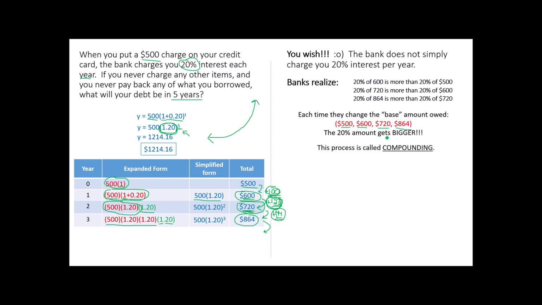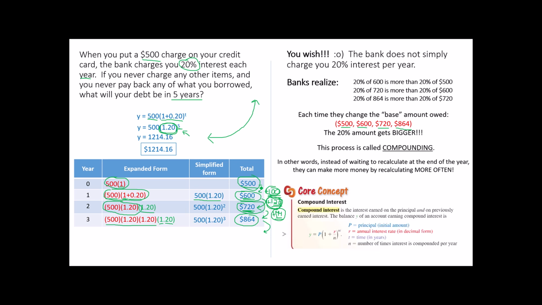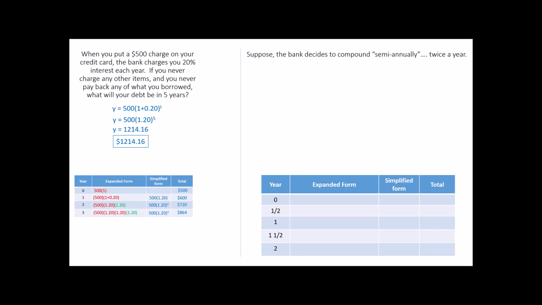This process of changing that base number, changing the starting amount of our calculation, is called compounding. In other words, instead of waiting till the end of the year like we've been doing to recalculate, they can make extra money by recalculating more often. There's a formula for that. This formula isn't going to make a whole lot of sense at first, but I am going to go ahead and explain it, and then we'll come back and talk about this formula a second time.